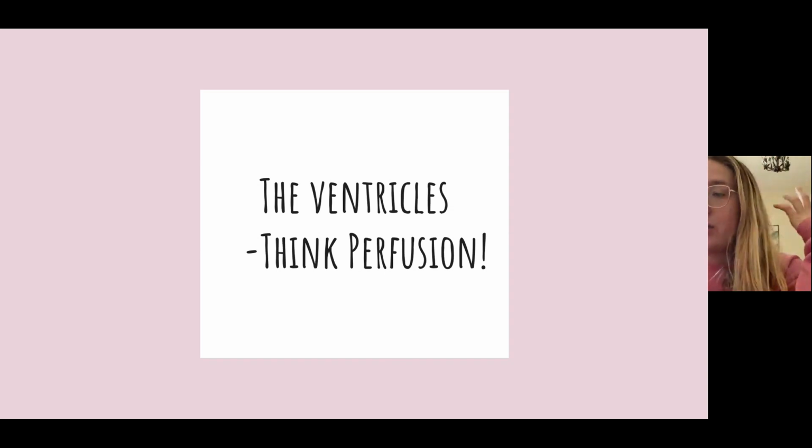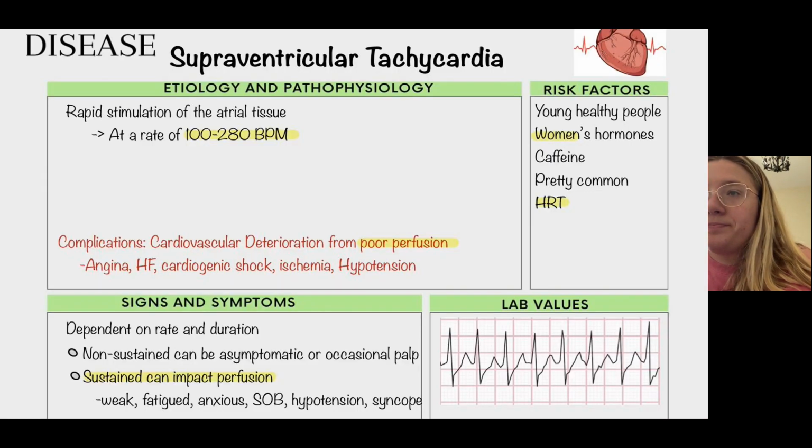So again, piggybacking off what I said earlier, when we think ventricles, think perfusion. Granted, the atria can contribute to poor perfusion. For example, if the atria aren't draining correctly, then no blood can get to the ventricles. But more commonly, when we see ventricular dysrhythmias, we're more concerned about perfusion.